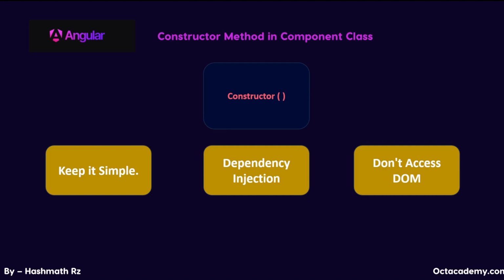method. First, keep it simple. The constructor should be lightweight, so avoid complex logic or heavy computations. Next, use the constructor only for injecting dependencies. Next, avoid async operations. Don't make HTTP calls or start complex async operations inside the constructor method. And lastly, don't access the DOM. The view isn't ready in the constructor, so don't try to access DOM elements inside this constructor.